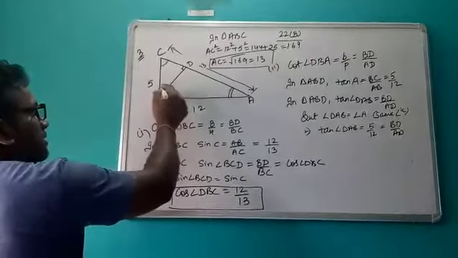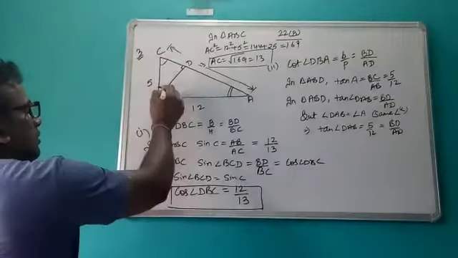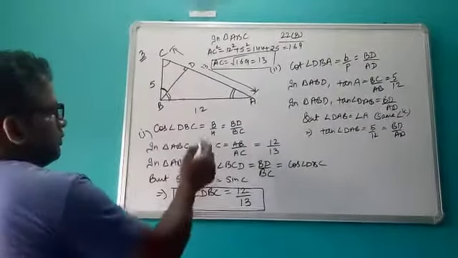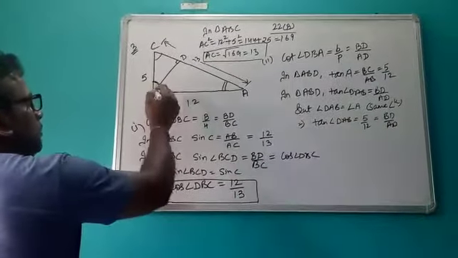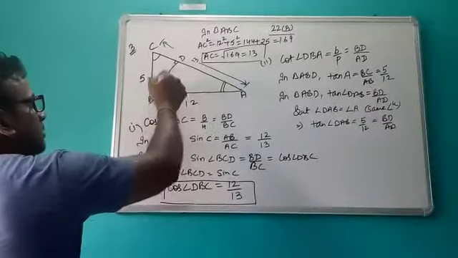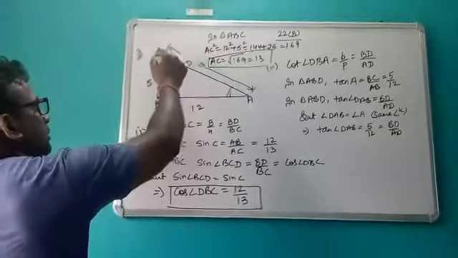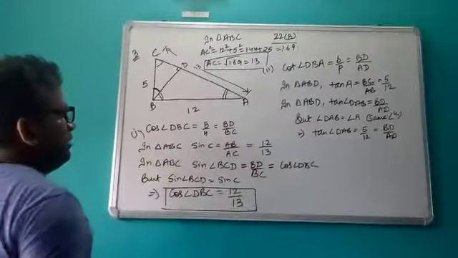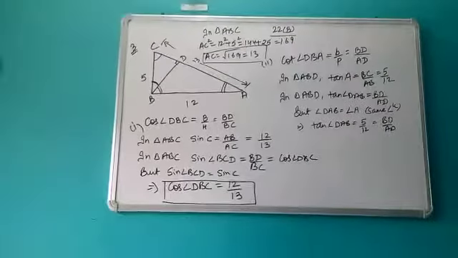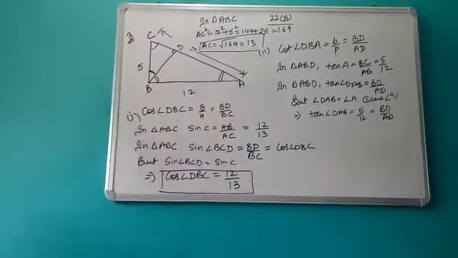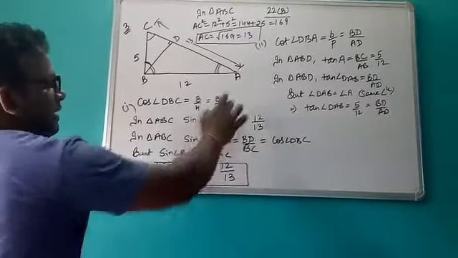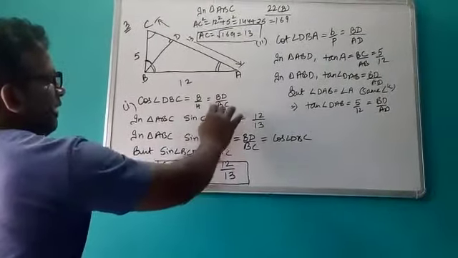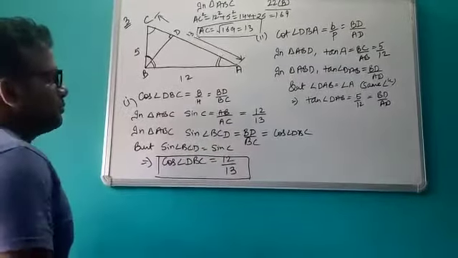So what is our DBC angle? This angle. Okay, so this is your cos angle DBC. What was the formula of cos? Base upon hypotenuse. So for this angle, what is the base? BD, and the hypotenuse will be BC. So cos angle DBC is BD upon BC. That means BC is with us but BD is not there, so either we can find the value of BD or we will find this whole ratio.